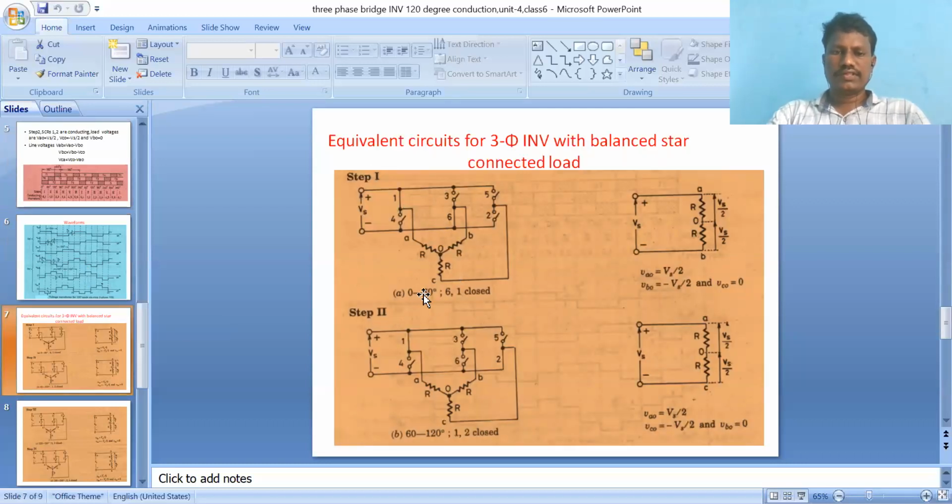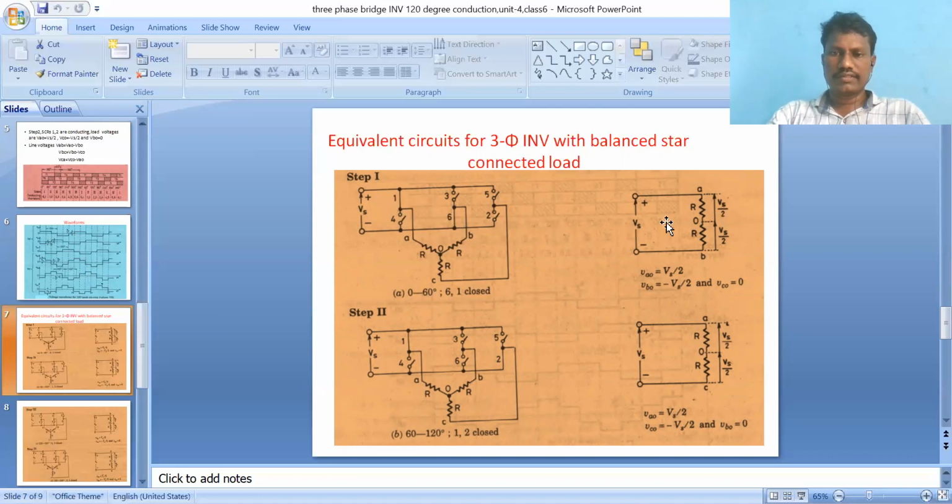So it is the 0 to 60 degrees interval. Thyristors 1 and 6 will conduct, phase A and phase B. In the first limb, the first one turns on. In the second limb, T6 turns on.